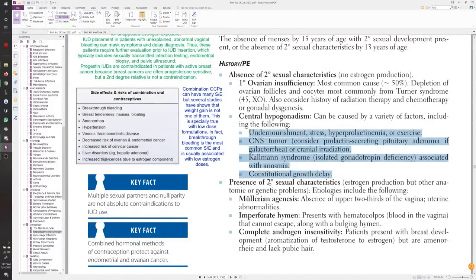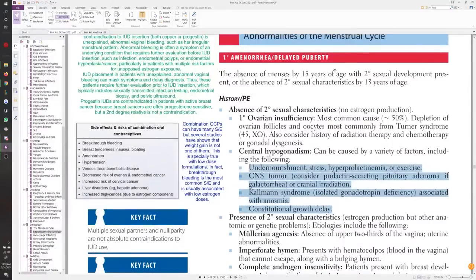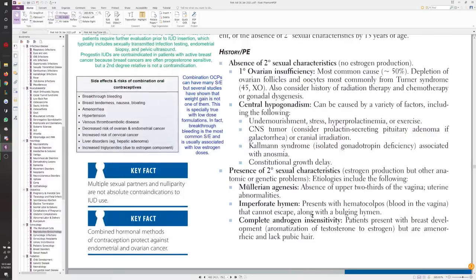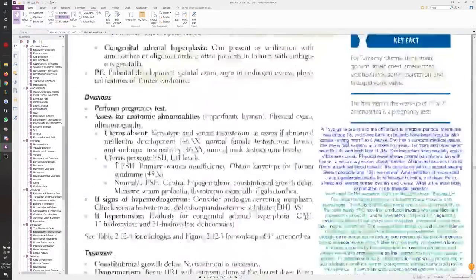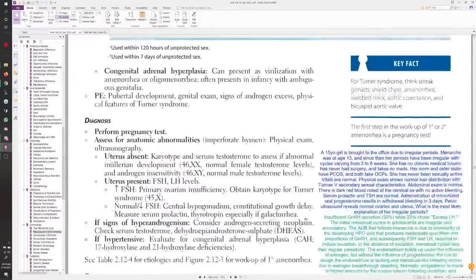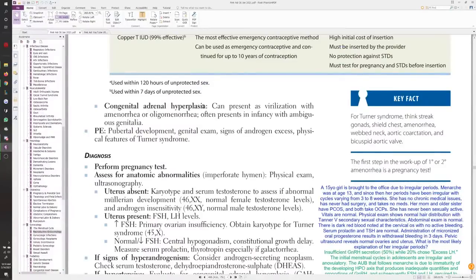Now, if you do have presence of secondary sexual characteristics, then that's that first scenario, right? Absence of menses, but you do have secondary sexual characteristics. So here, estrogen production is present, but there are other anatomic or genetic problems, right? Etiologies include the following: Mullerian agenesis, imperfect hymen, androgen insensitivity, and congenital adrenal hyperplasia, all of those.